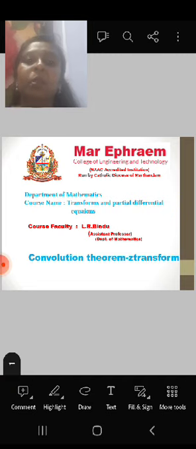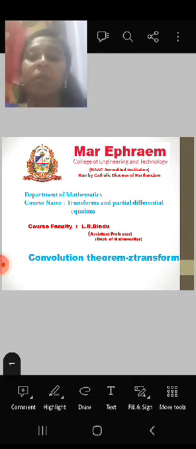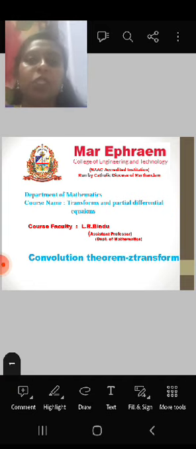So to understand the convolution theorem, let's first define what convolution is. Convolution is an operation that combines two functions or sequences to produce a third sequence that represents how one sequence modifies the other as it is shifted in time.